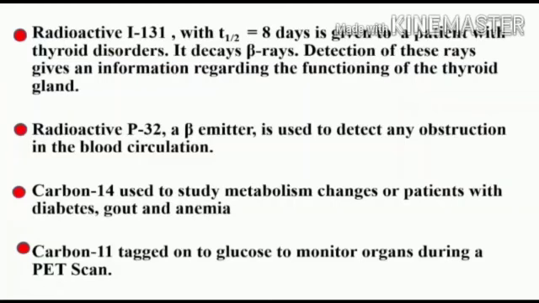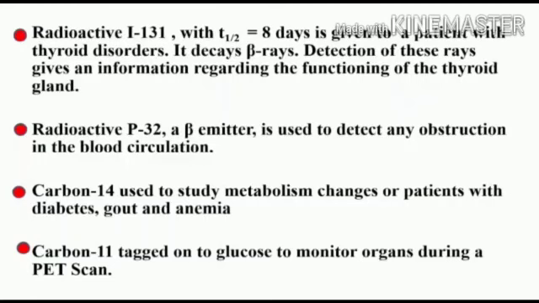Radioactive phosphorus-32, which is a beta emitter, is used to detect any obstruction in the blood circulation. Carbon-14 is used to study metabolism changes in patients with diabetes and anemia. Carbon-11, tagged onto glucose, is used to monitor organs during a PET scan.